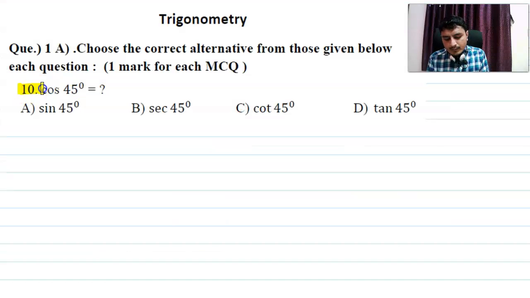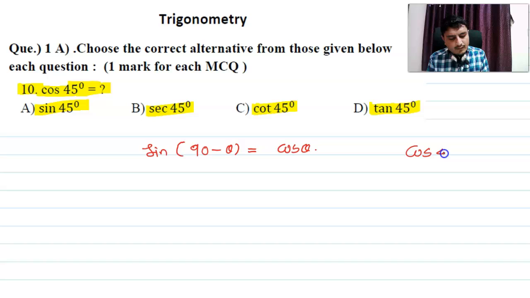Look at MCQ number 10. Cos of 45 degree is equal to? And look at the choices too. We have sin 45 degree, sec 45 degree, cot 45 degree, and tan 45 degree. Now, as per the complementary angle formula, sin of 90 minus theta equals cos of theta. We are given cos of 45 degree. That's why we are converting cos in terms of the sine angle.